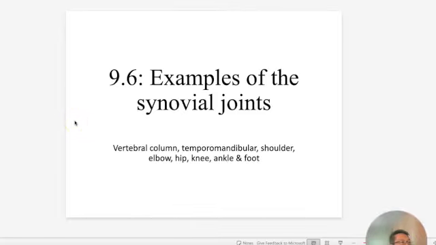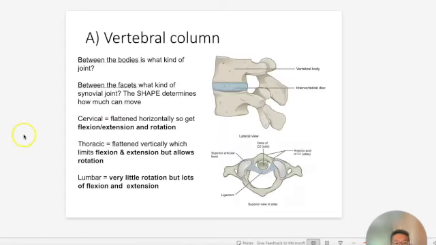Examples of synovial joints: vertebral column, temporomandibular joint, which is in your jaw, shoulder, elbow, hip, knee, ankle, and foot. Let's look at the vertebral column. Between the bodies, what kind of joint is it? Do you guys remember? Amphiarthrotic joint. Very little movement.